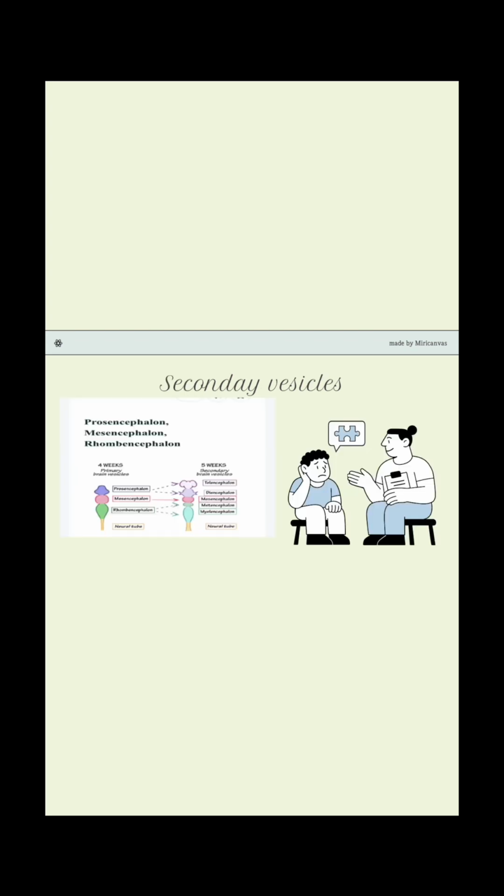Next, these primary vessels divide further into secondary vessels. Prosencephalon becomes the telencephalon and the diencephalon. Mesencephalon remains the same. Rhombencephalon becomes the metencephalon and the myelencephalon.